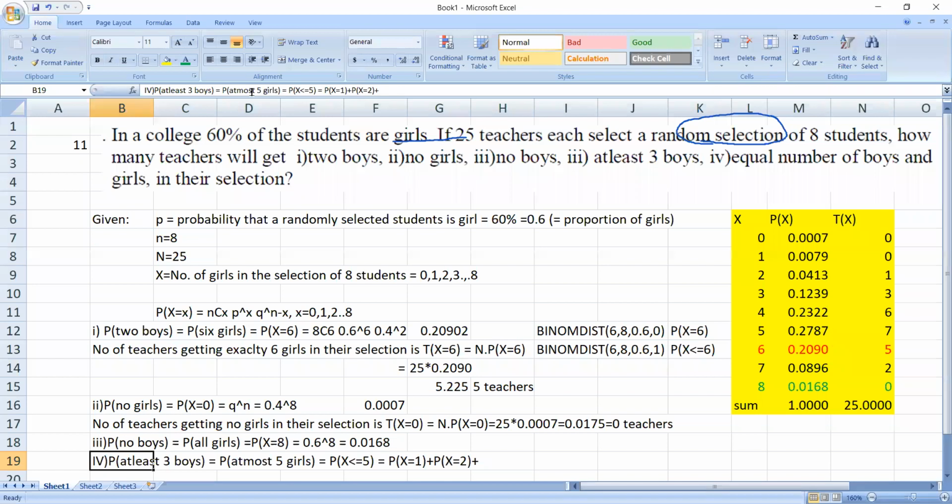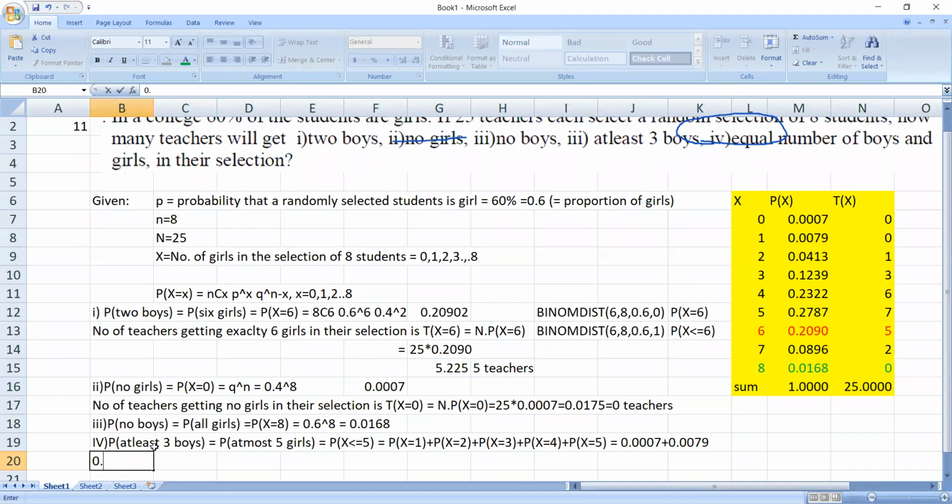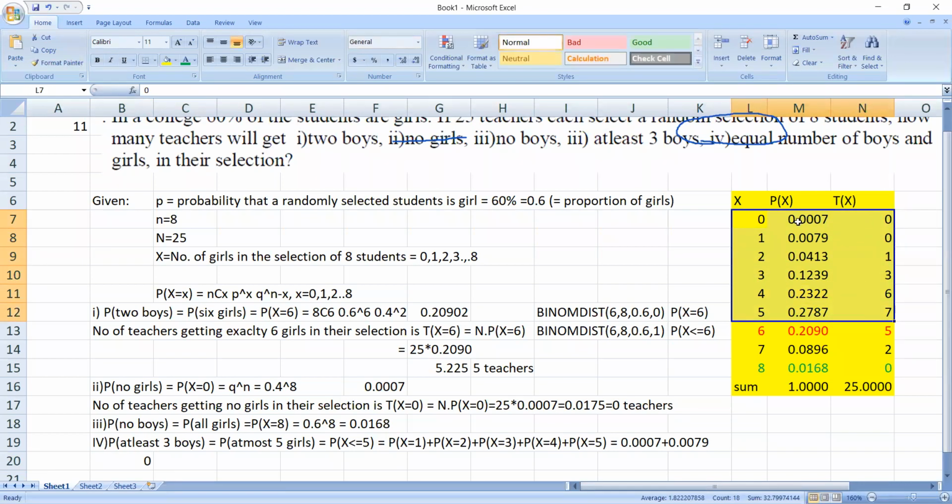Complete it. 17 teachers. So in the table itself you get it: for 0 to 5, there are 17 teachers and the probability comes to 0.6846.